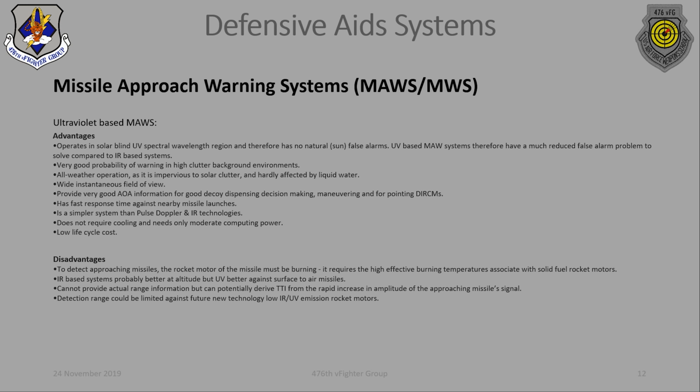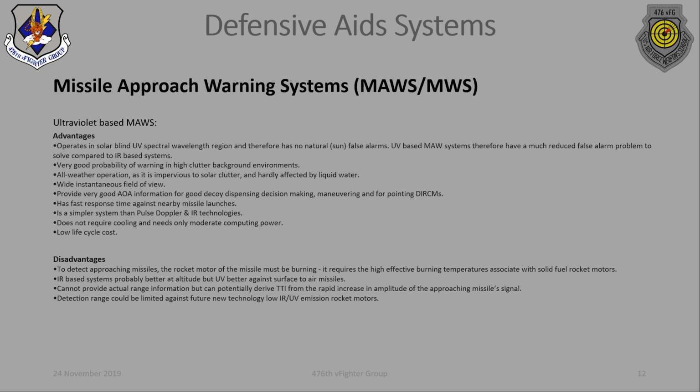Works well in high clutter. In DCS, obviously, it works exceptionally well in high clutter because clutter isn't modelled. So the only thing the system picks up in DCS is missile launches. It doesn't work well in clouds, obviously, because it can't see through them. But liquid water, in terms of a bit of rain on the sensor, rain itself doesn't have that much of an effect on it.